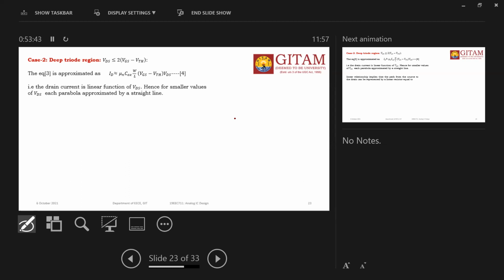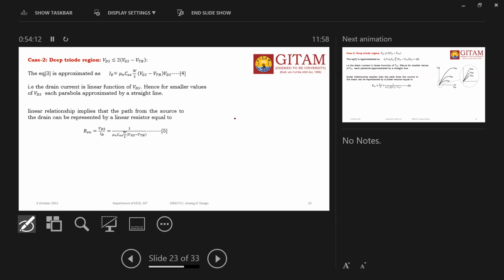Earlier, ID is equal to mu n Cox W by L into (VGS minus VTH) into VDS minus VDS square by 2. The square term is there, so ID depends on the square of VDS. That is a parabola. Now ID is proportional to VDS. It's linear. So each parabola can be approximated by a straight line now. That linear relationship implies that the path from source to drain can be represented by a linear resistor equal to. This is the picture. Earlier.